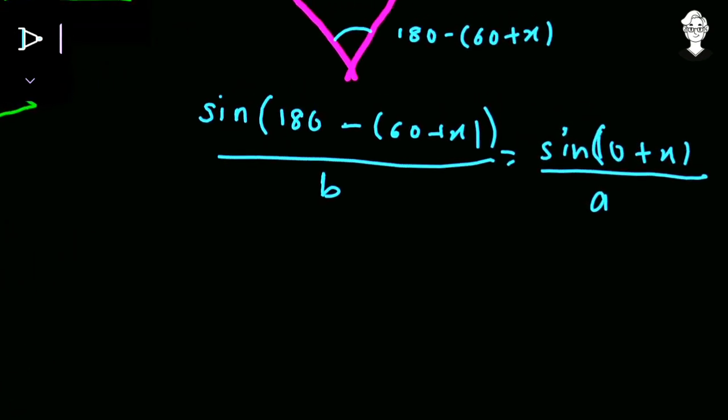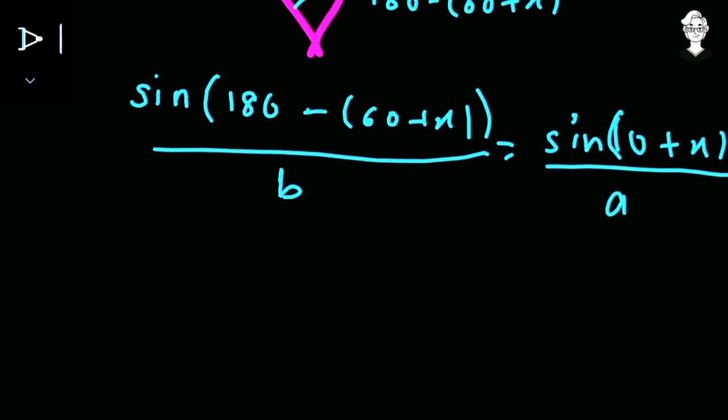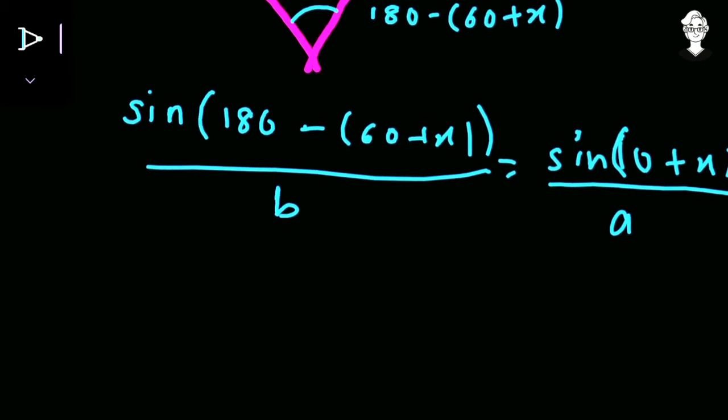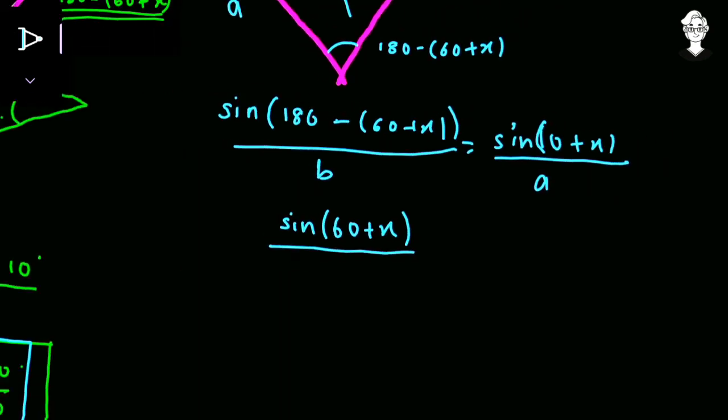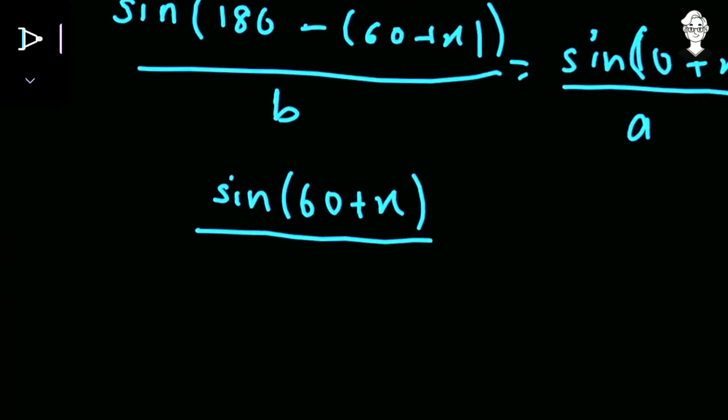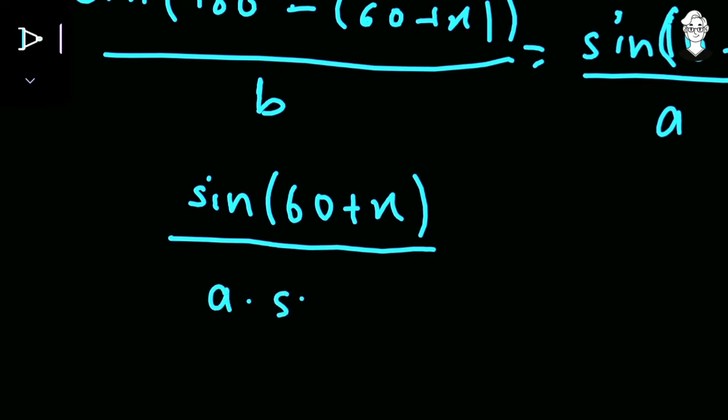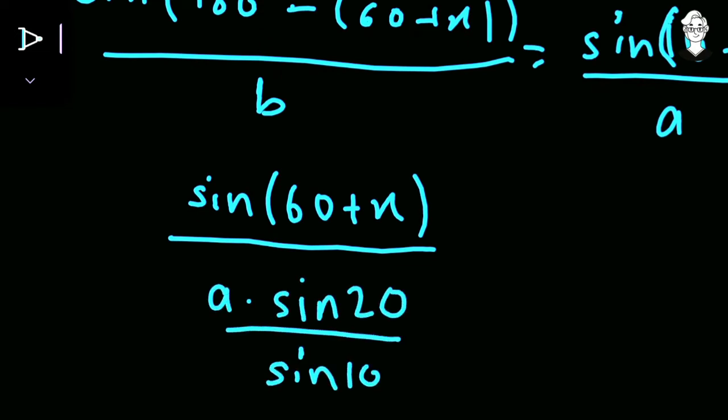And this is 180 minus 60 plus x, because there's the identity sine of 180 minus theta equals sine theta. So sine of 180 minus 60 plus x will be nothing but sine of 60 plus x, upon the value of B, and the value of B is nothing but A times sine of 20 upon sine of 10. And there's also a little twist over here.